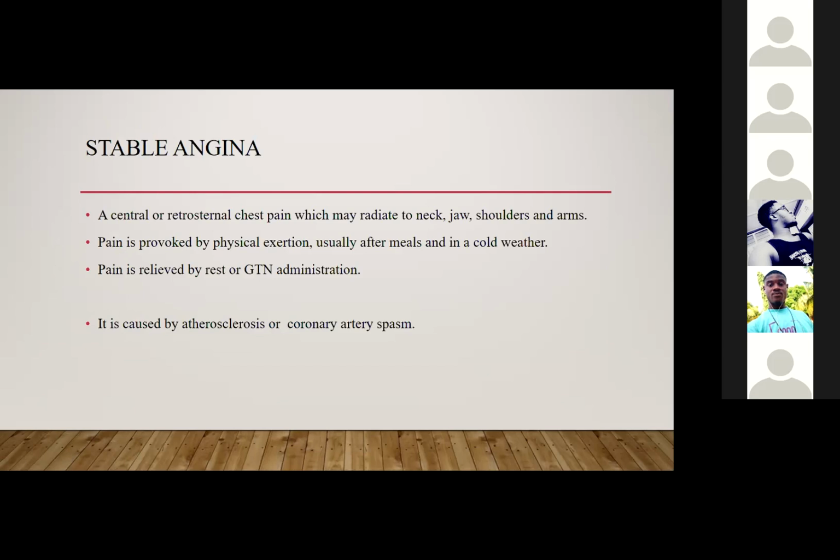So in stable angina, you have a central or retrosternal chest pain, which can radiate to the neck, the jaw, and whatnot. But usually, this pain wouldn't just appear on its own. The pain is usually provoked by physical exertion. Once you exert yourself, that is when you can have the impact of stable angina. Whereas with your acute coronary syndrome, you don't need to exert yourself. The pain can just come when you are relaxed. And when it comes, it's that severe, and that is the emergency aspect.